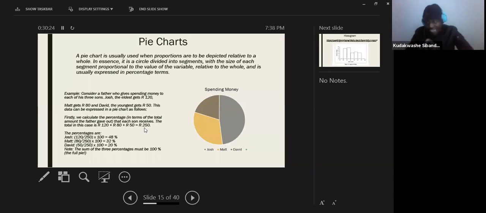Then you express the amount that Josh got as a fraction of the whole amount. So you say he gets 120 out of 250. So you say 120 over 250 times 100, you get 48%, which is this gray part. Then Matt, it's 80 over 250 times 100, which gives you 32%, which is this yellowish part. And then finally, the youngest, David, 50 over 250, which gives you 20%, which is that brown part over there.